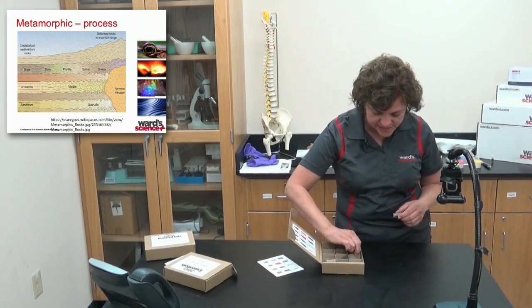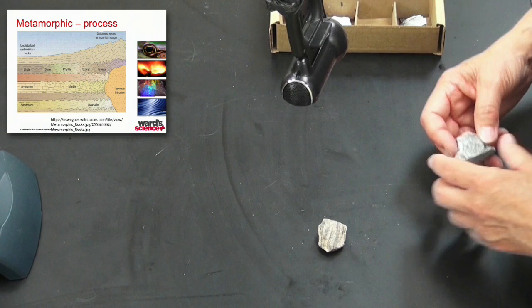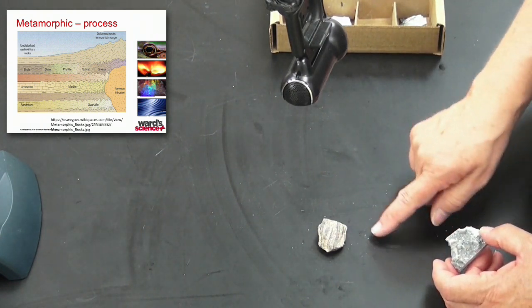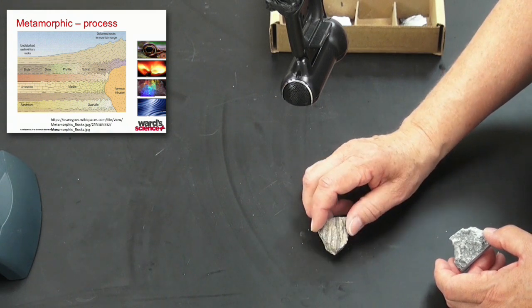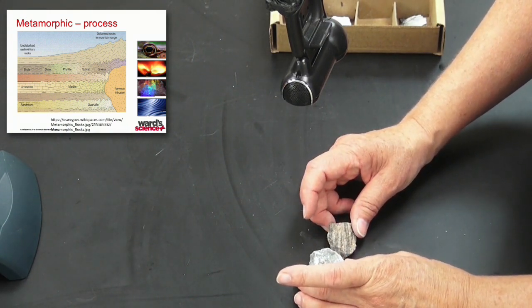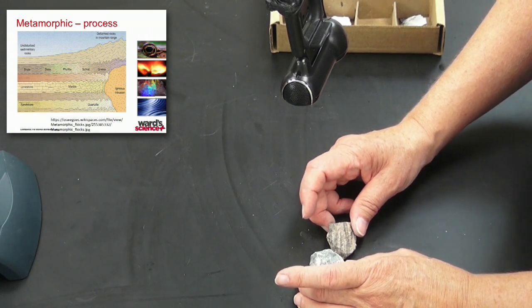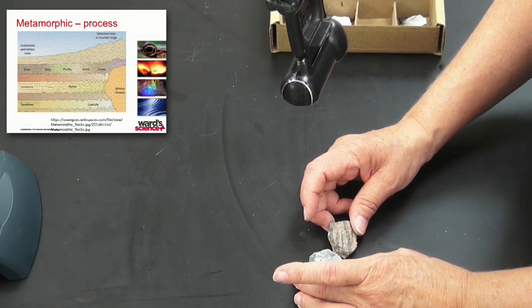Looking for a good non-foliated one. This is foliated, if you see the lines. These crystals of minerals have actually lined up into lines. And this is non-foliated, so they're just arranged randomly. They're not actually in lines like the foliated, okay?